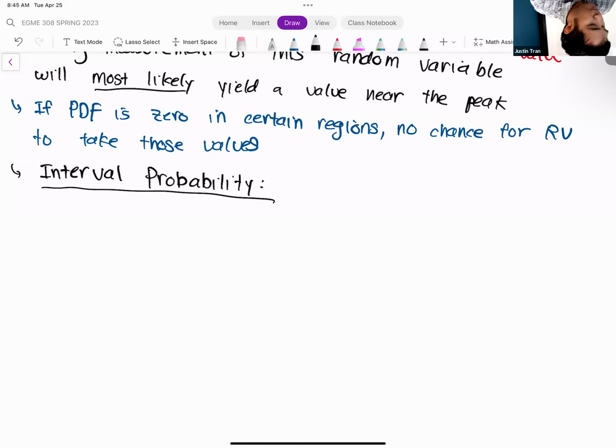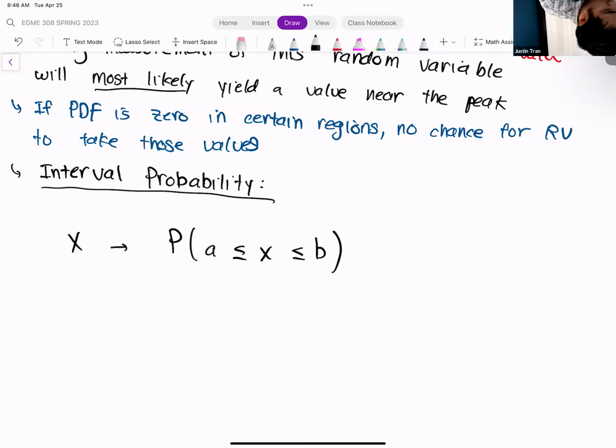And so we have a random variable x. We want to find out the probability that x is between two values, a and b. This here represents the probability that x is between a and b.